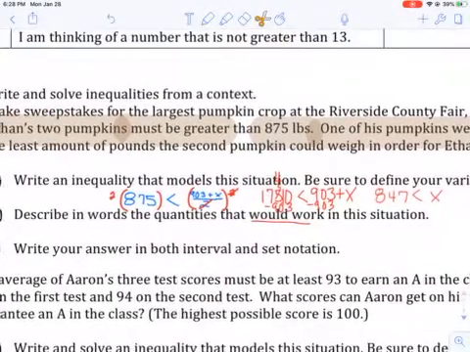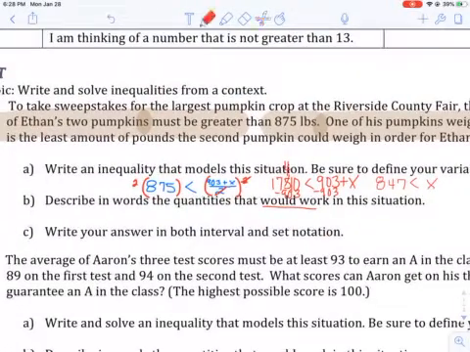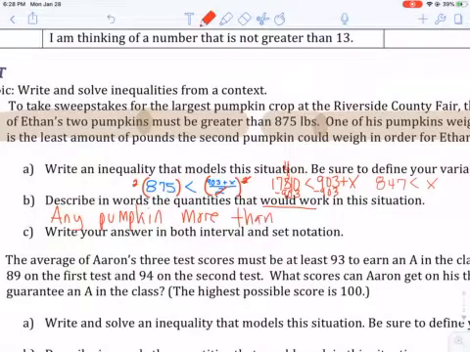So it's telling me to describe in words the quantities that would work in this situation. Any pumpkin more than 847 pounds. It says to write my answer in both interval and set notation. Now for your homework tonight, all we're asking for is interval notation. So I'm going to go with the parentheses here because it can't include 847. Once it does, it's equal, and we want something that's going to make it greater.